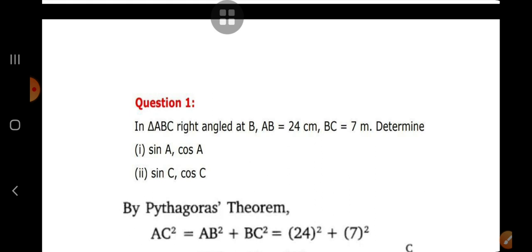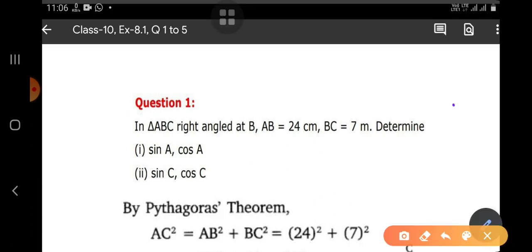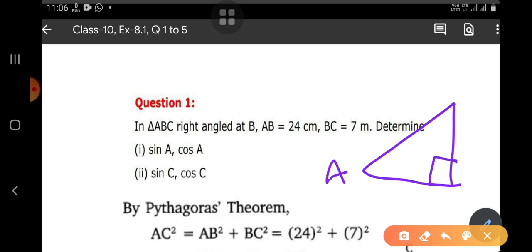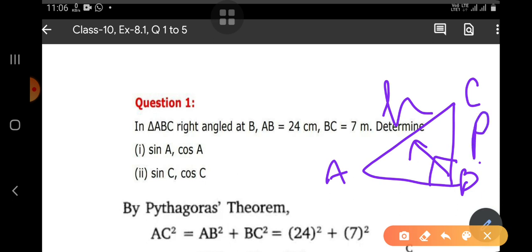So in a right angle triangle, there are three parts. If this is a right angle triangle and this is the right angle, meaning 90 degrees, and the name of the triangle is ABC, then the side opposite to the right angle is called the hypotenuse, this side, BC, is called the perpendicular, and AB is the base. So the three parts are perpendicular, base and hypotenuse. In trigonometry you have to find the ratio between them.